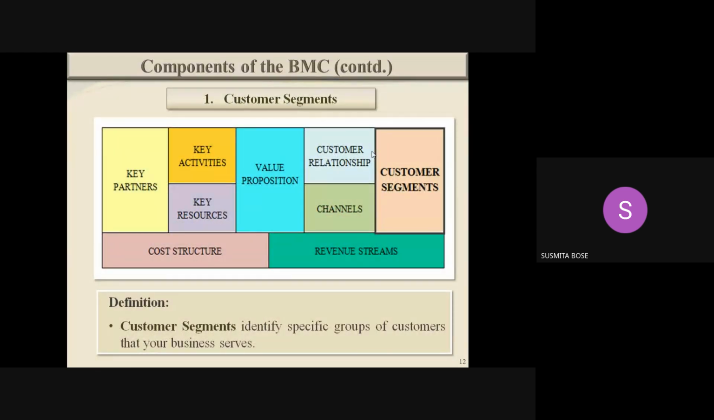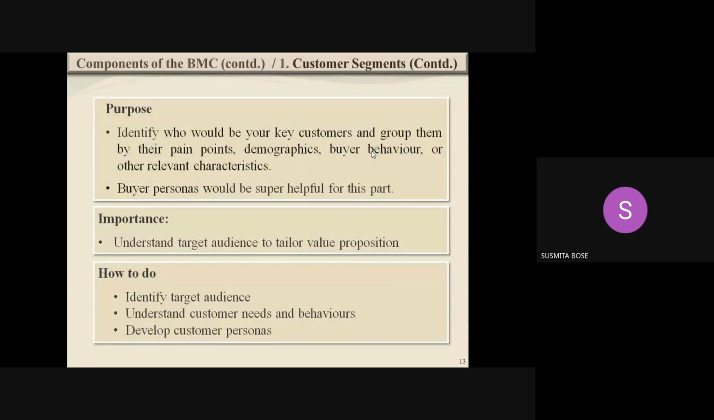So let's start with the first segment, that is customer segments. Customer segments identifies specific groups of customers that your business serves. The purpose of customer segments is to identify who would be your key customers, where you will sell your product or service, and group them by their pain points. Pain points means their dissatisfaction or grievances, if they have any.